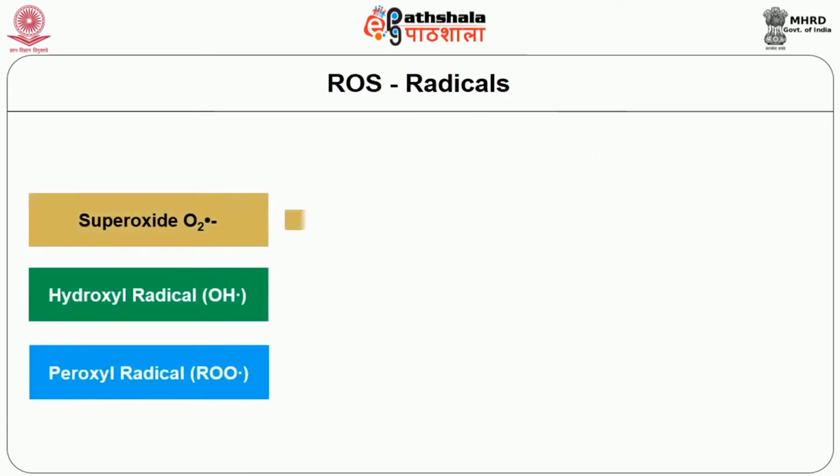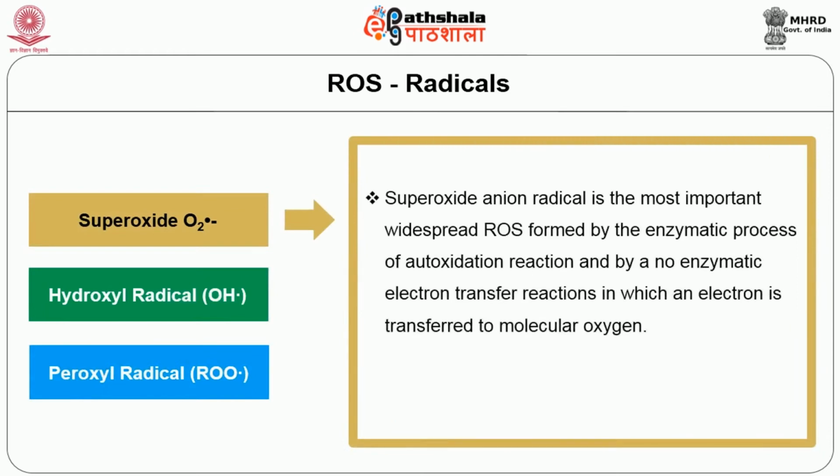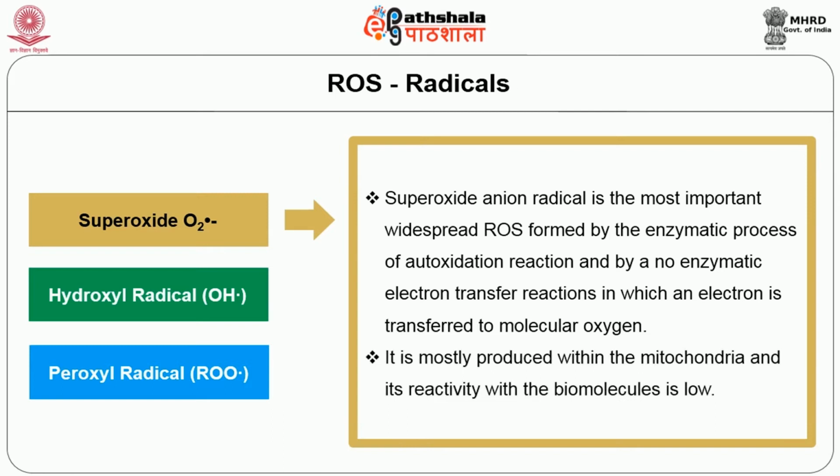Coming to the reactive oxygen species radicals. The first one is superoxide anion. Superoxide anion radical is the most important widespread reactive oxygen species, formed by the enzymatic process of autooxidation reaction and by non-enzymatic electron transfer reaction in which an electron is transferred to a molecular oxygen. It is mostly produced within the mitochondria and its reactivity with biomolecules is low.